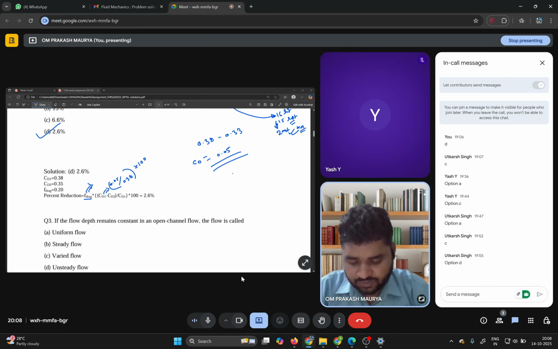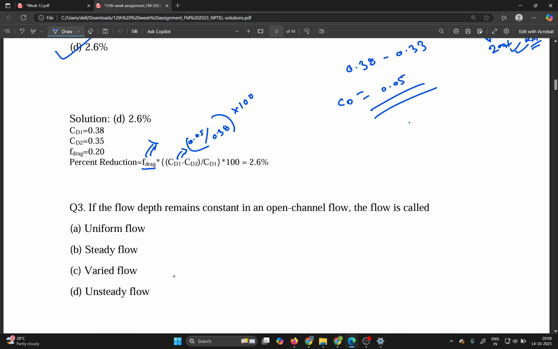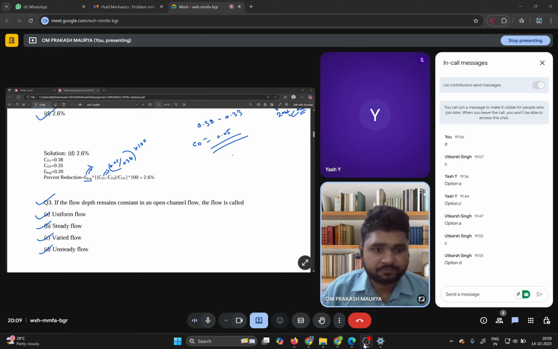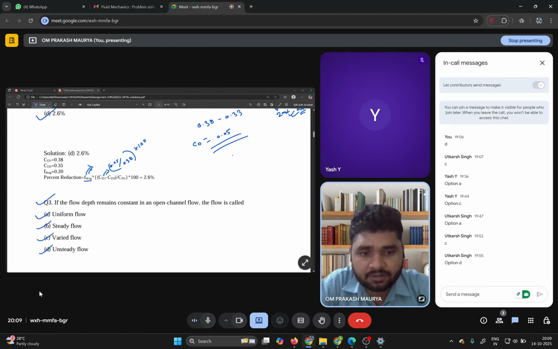So let us move on with the next question. Question number three. If the flow depth remains constant in an open channel flow, the flow is called uniform flow, steady flow, varied flow, or unsteady flow. Please write your answer in the chat box. Very easy question. The flow depth will remain constant.